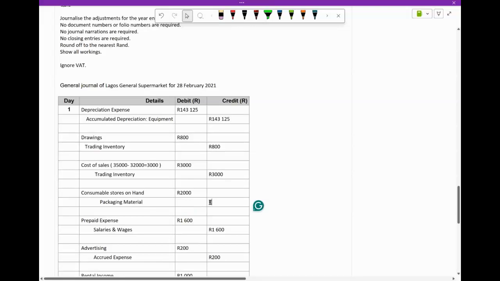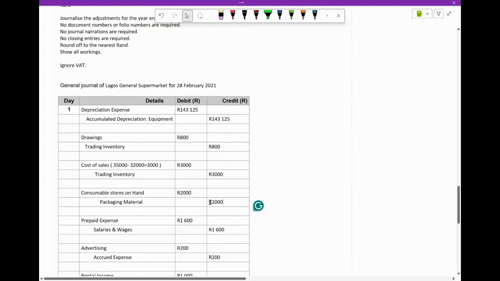So here you're also going to have R2000 that we're going to credit the packaging material account, which means that in the post adjustment trial balance, your packaging material would now be 500 Rand. Can you see how we've reduced the expense from 2,500 to 500? Because we said we found packaging material worth 2,000, which we can sell. Is it making sense?